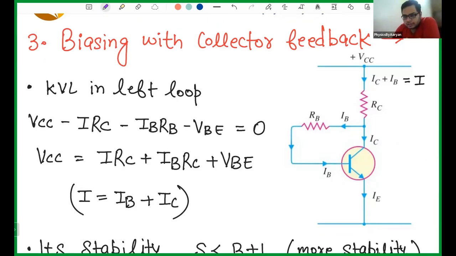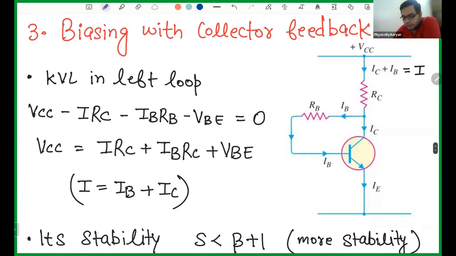And now you can clearly see that there is some current coming up, and that current includes two things. That current is known as I, and it involves the collector current and the base current. This current I is flowing through this circuit, and at this point IB goes here and IC goes to the collector, so your current splits into two parts, IB and IC. In this resistor the current I is flowing, and IE is made up of IC plus IB.